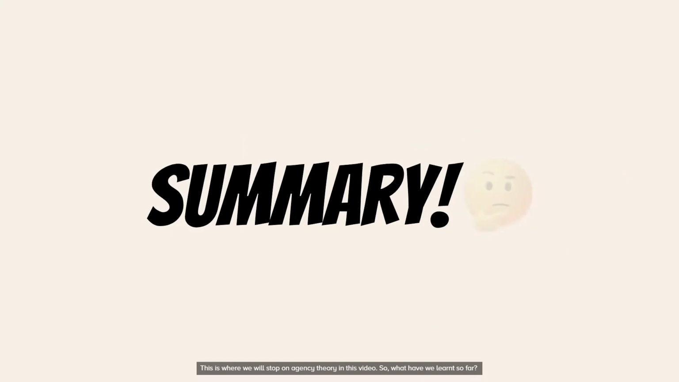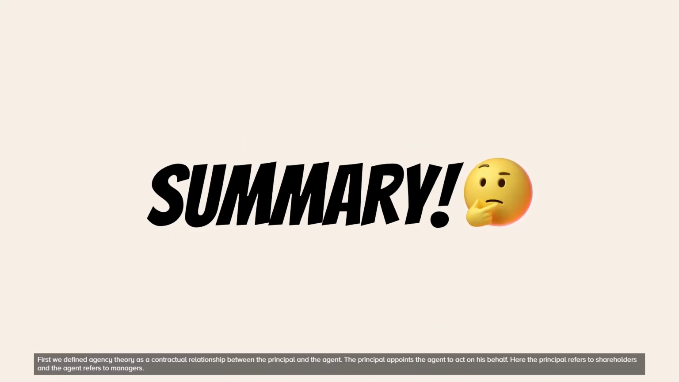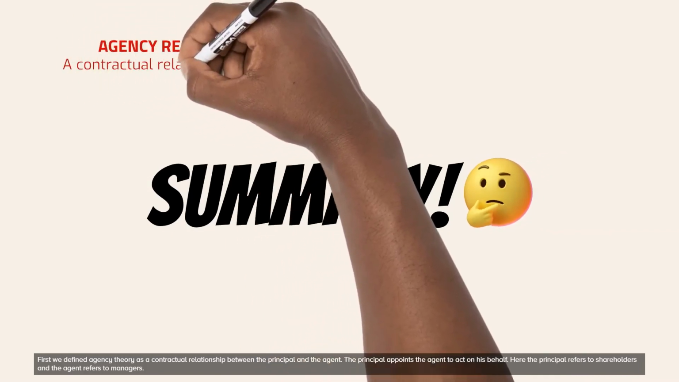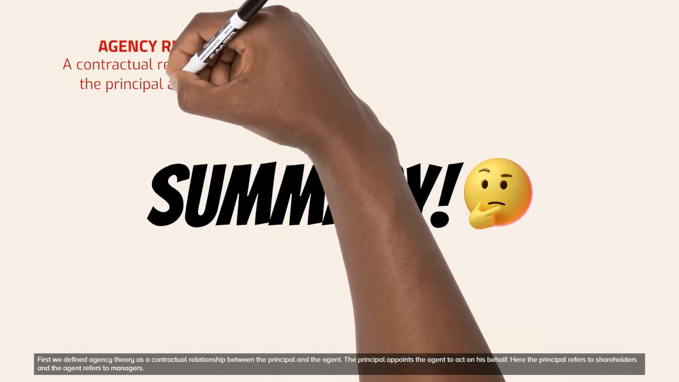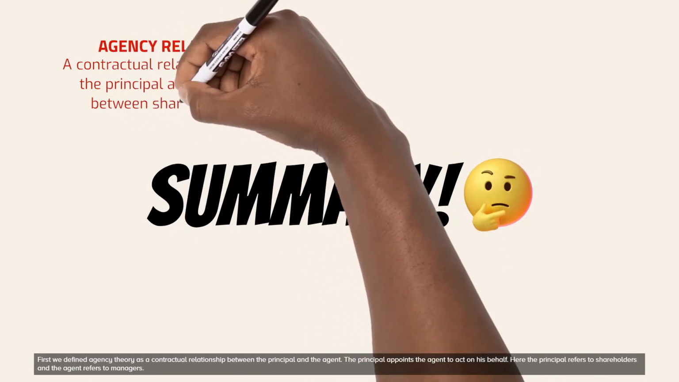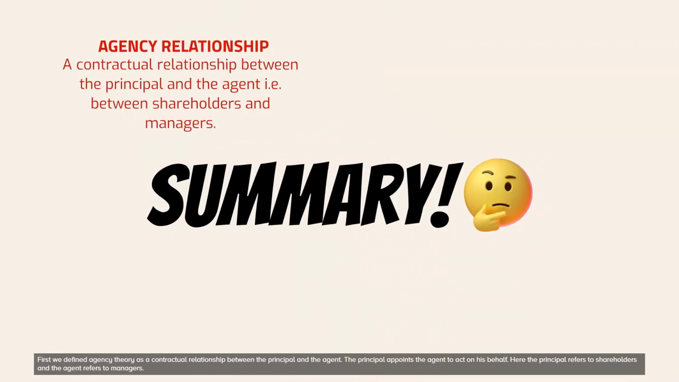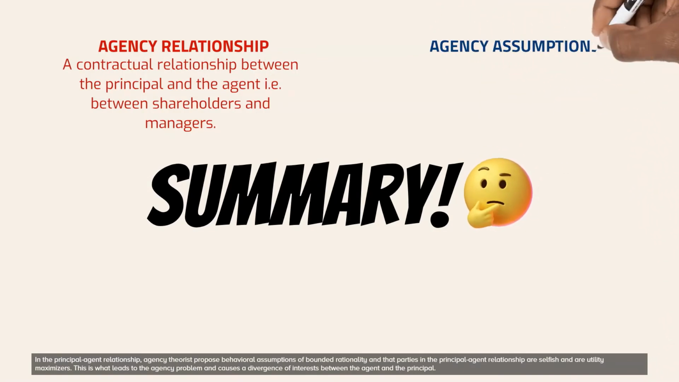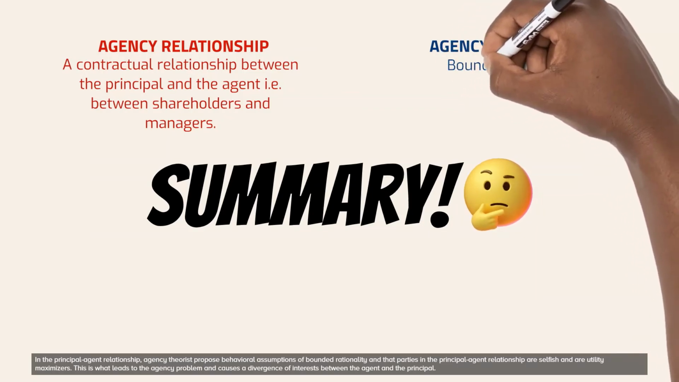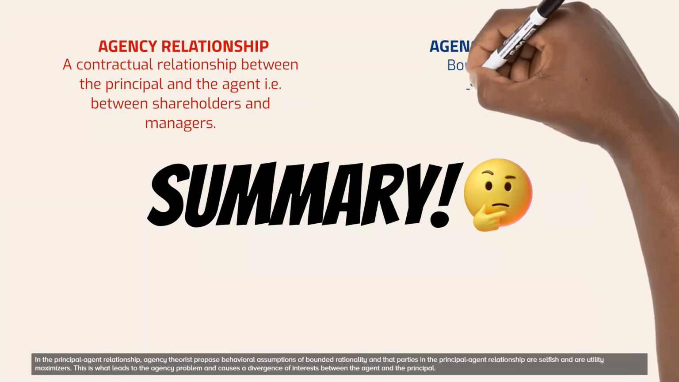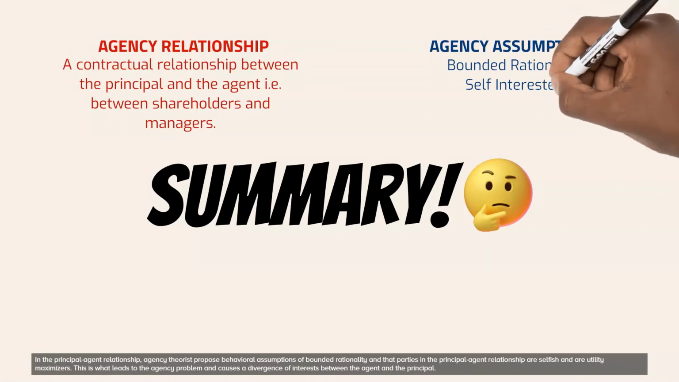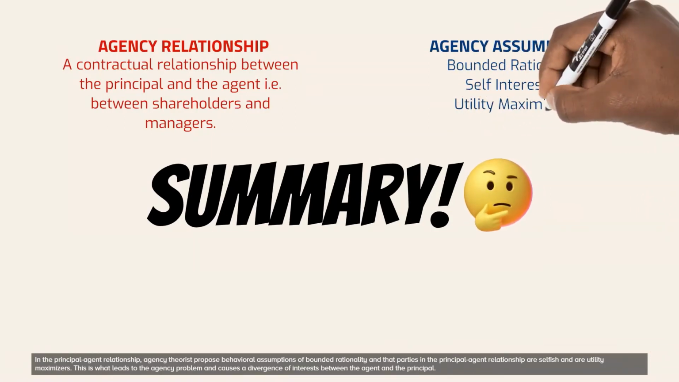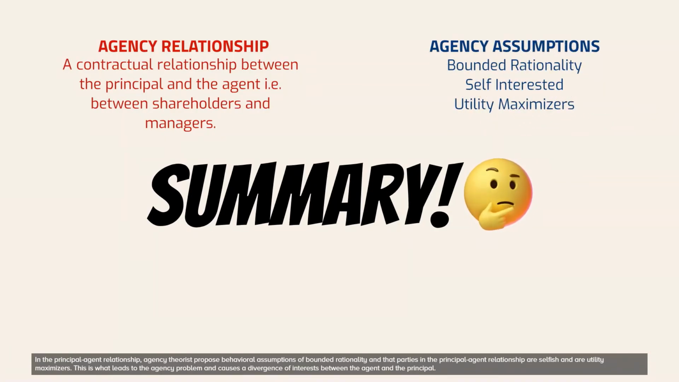So, what have we learned so far? First, we defined agency theory as a contractual relationship between the principal and the agent. The principal appoints the agent to act on his behalf. Here the principal refers to shareholders and the agent refers to managers. In the principal-agent relationship, agency theorists propose behavioral assumptions of bounded rationality and that parties in the principal-agent relationship are selfish and are utility maximizers. This is what leads to the agency problem and causes a divergence of interests between the agent and the principal.